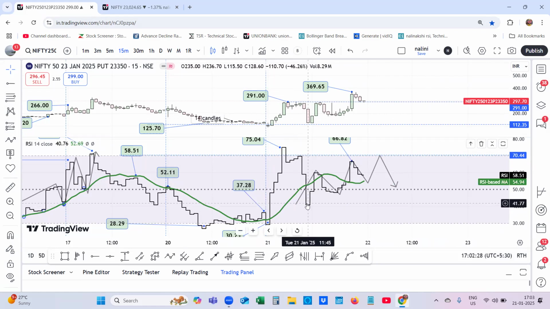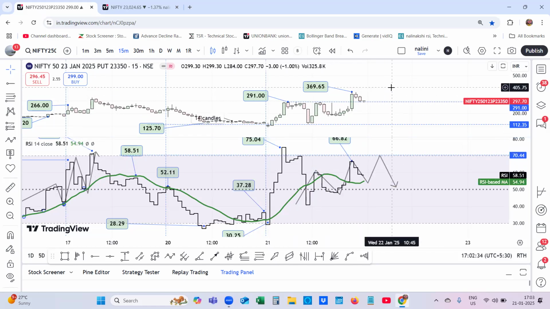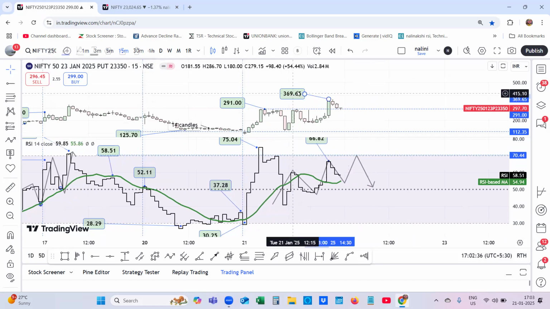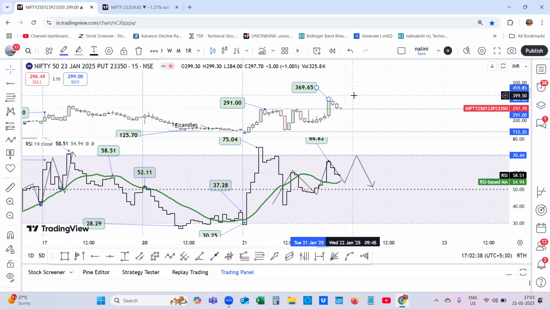This put option has gone past the 50 level and it is in retracement. Probably it will be sold off tomorrow. If it makes another high, it may make a 369 again also. When the market goes down, it has closed around 299, and 369 means around 70 points.